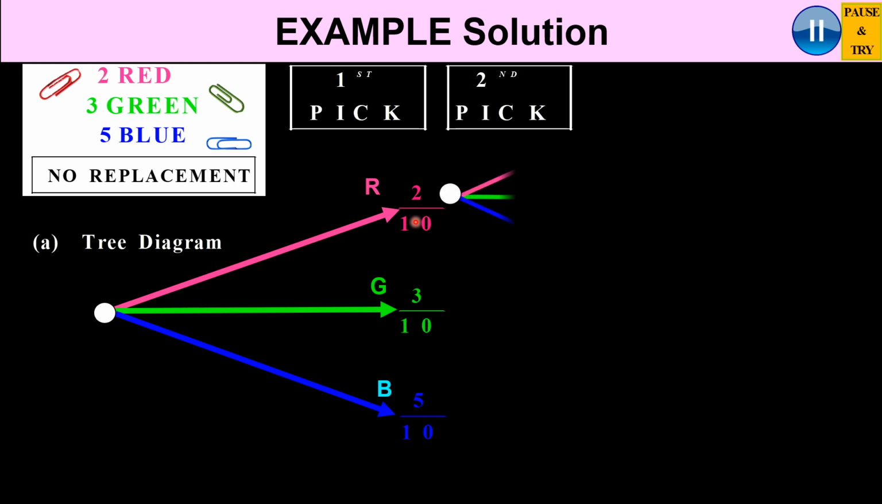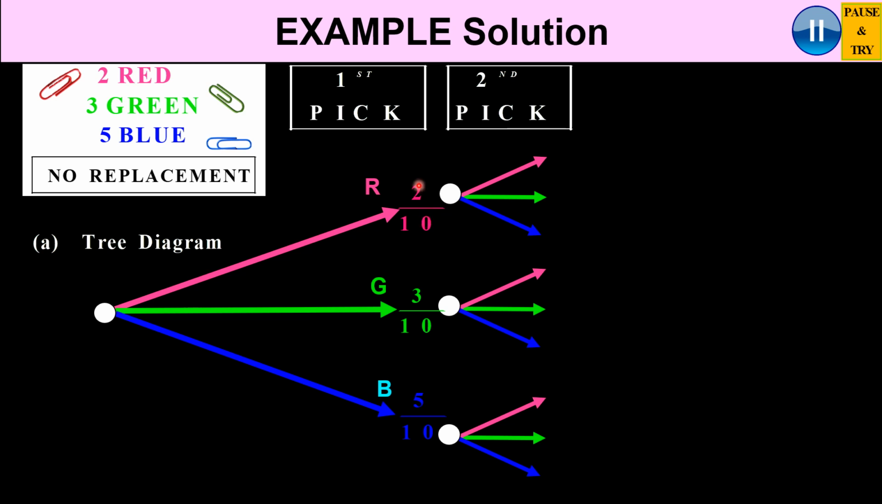Right, so my second pick, I'm also going to get red, green and blue. And I'm also going to get red, green and blue for my second pick. But let's see what the probabilities would be now. Because my sample space is now changed, you see this is now not independent. The second pick depends on what happens on the first pick.